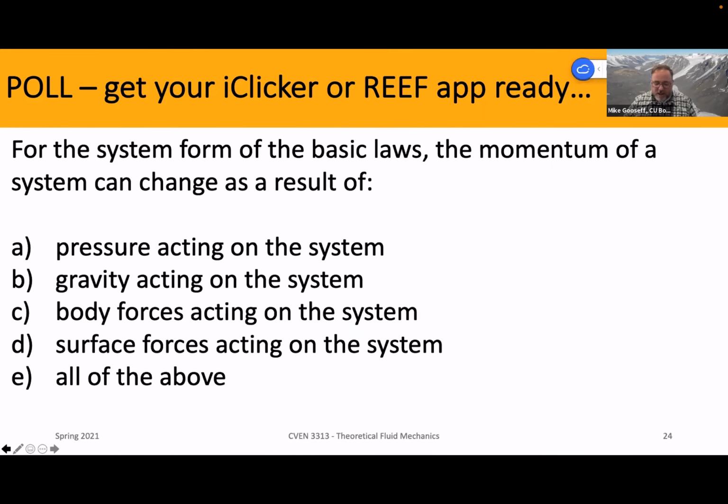So the question is, of basic laws, the momentum of a system can change as a result of A, pressure acting on the system, B, the gravity acting on the system, C, body forces acting on the system, D, surface forces acting on the system, or E, all of the above. So what are the forces that we care about that momentum of a system can change as a result of?